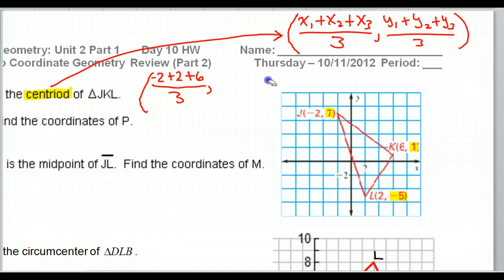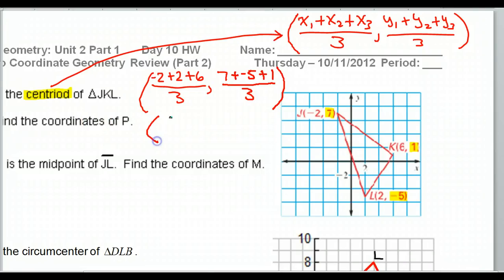Alright, I think we need more space here. Okay, so 7 plus negative 5 plus 1, all divided by 3 again. Okay, all I have to do is simplify this, and that'll be the centroid.